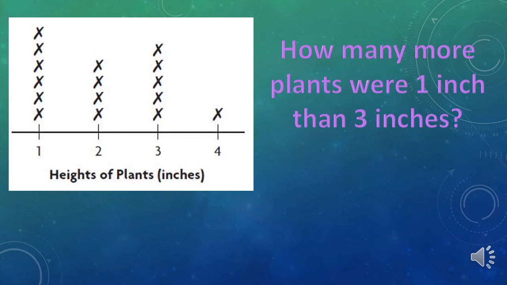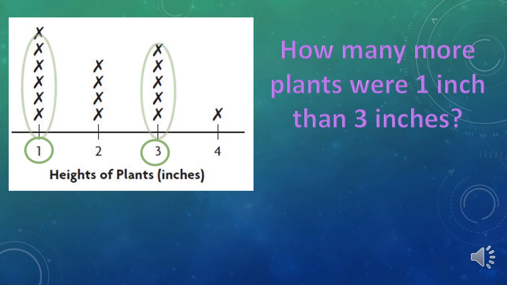Let's work on a tougher question. And we have a new line plot graph. This graph is about the heights of plants in inches. So I want to know how many more plants were 1 inch than 3 inches. So to do this work, I have to look at more than one category. I have to focus my eyes on the 1 inch category and the 3 inch category. And then I also need to focus on how many x's are in each of those categories.